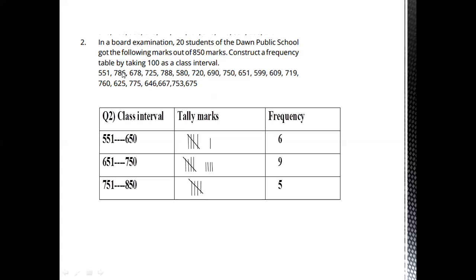551, 1. 582, 2. 599, 3. 609, 4. 625, 5. 646, 6. So frequency is 6, and for tally marks you draw 1 2 3 4 lines like this, and the fifth one crosses these 4 lines. This is the fifth line, and the sixth one you draw separately.